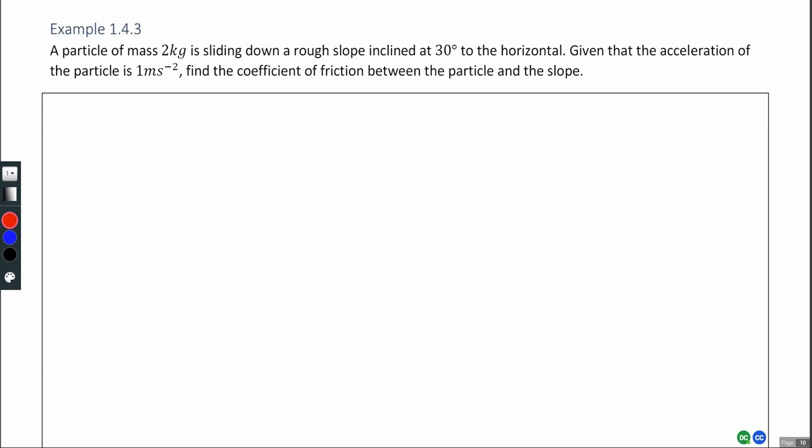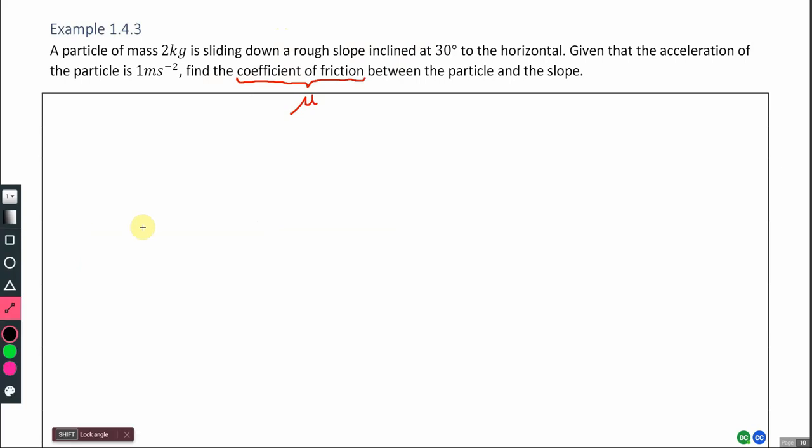Example 1.4.3. A particle of mass 2 kilograms is sliding down a rough slope inclined at 30 degrees to the horizontal. Given that the acceleration of the particle is 1 meters per second squared, find the coefficient of friction between the particle and the slope. So the coefficient of friction, that is what we use the symbol mu to represent.